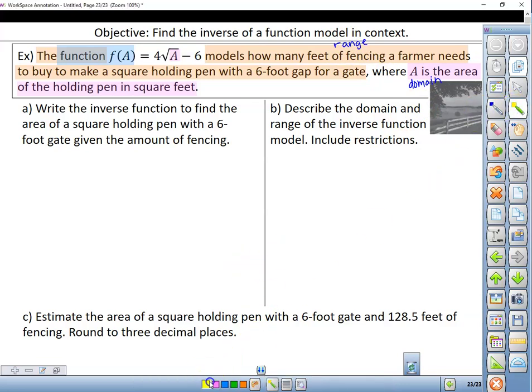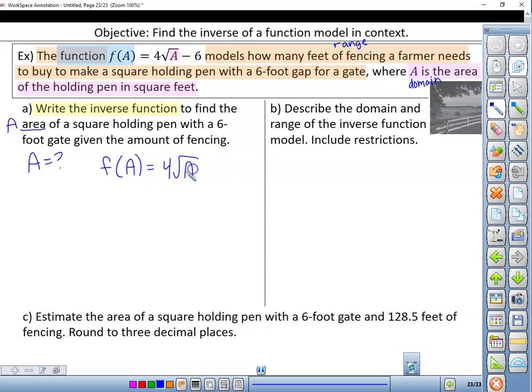So in this first part, we are looking at writing the inverse function that will find the area of a square holding pen with a 6-foot gap for the gate, given the amount of fencing. So that wording there tells us that since area is A, capital A, what we are looking for is an A equals function. So we start with our given function, f of A equals 4 times the square root of A minus 6. Remember, do not change the case of the variables. Capital A stays capital, lowercase f stays lowercase.